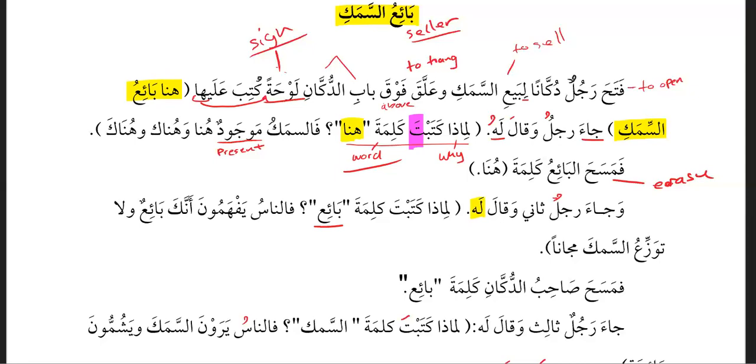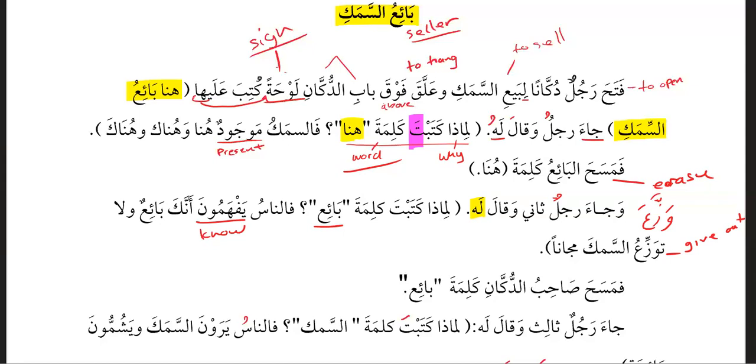فالناس يفهمون أنك بائع, and the people understand that you are a seller. They know that you're a seller. ولا توزع. So توزع is from the verb وزع, يوزع, which means to spread, or to give out, or to distribute. وزع, يوزع, توزيع. نعم.